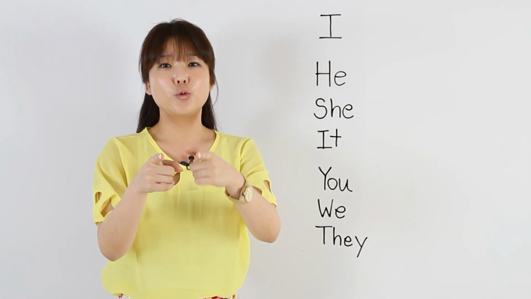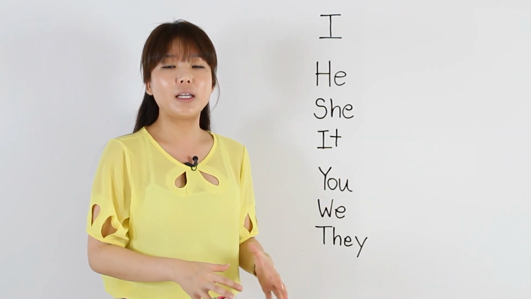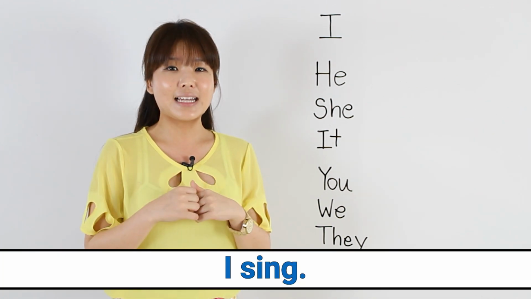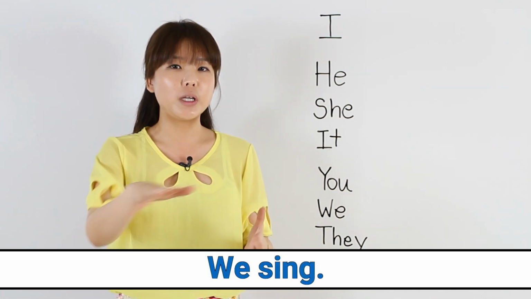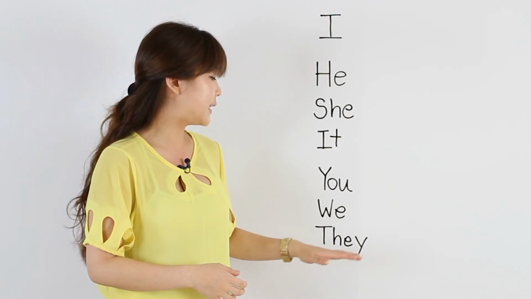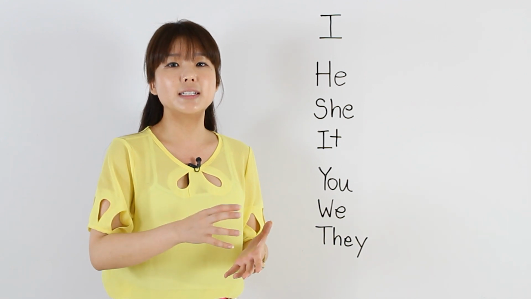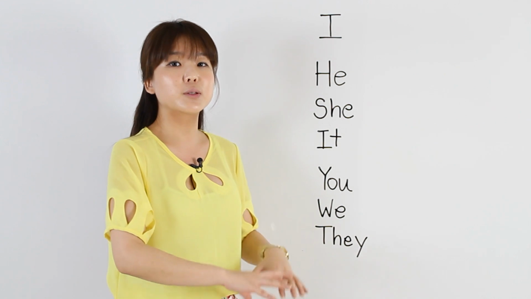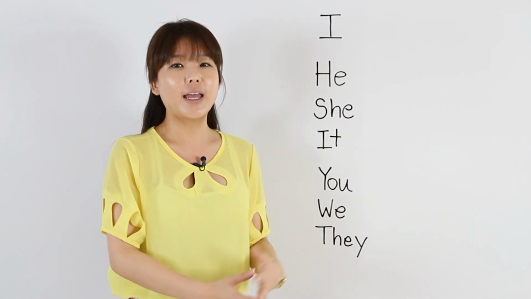The next one is you. You means you, okay, you. We. We means other people and me. For example, I sing, you sing, then we sing. Okay, we. And the last one is they. They means many people, places, animals, or things. Okay, so more than one. If there's more than one, we use the subjective pronoun they. Okay, let's move on to the next part.